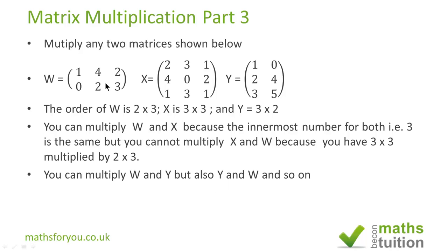You can multiply W and Y, because W is a 2 by 3 and Y is a 3 by 2. You can also multiply Y times W, because Y is a 3 by 2, 3 rows and 2 columns, and W is 2 by 3, 2 rows and 3 columns. So that's possible. Now we shall try and multiply W and Y and see what we get.